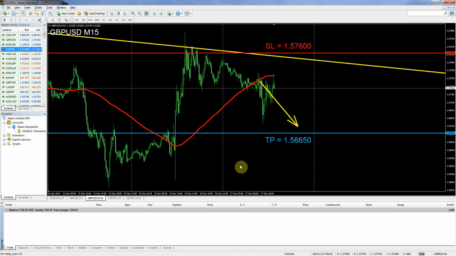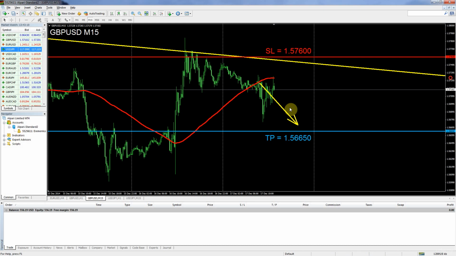So as you can see in the middle here, I've got the British pound dollar M15 chart open, and I've already got some markings on this chart, which will help us conduct our trade today. So what I have here, first of all and most importantly, is this moving average. It's a simple moving average and the period is 96.